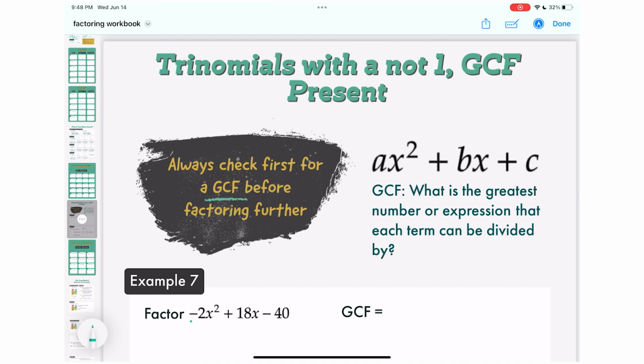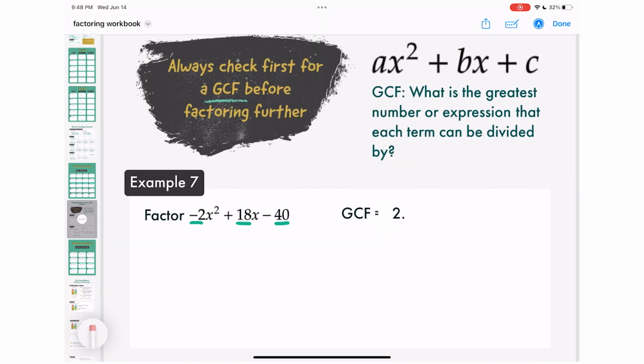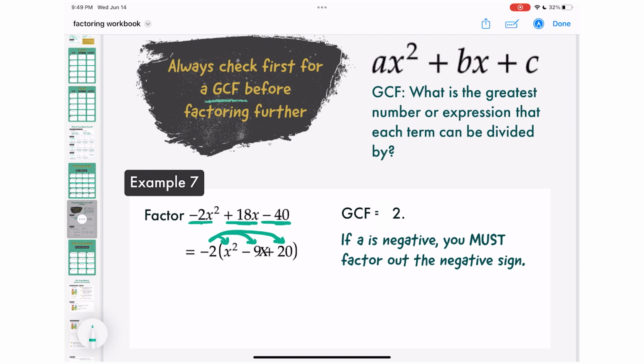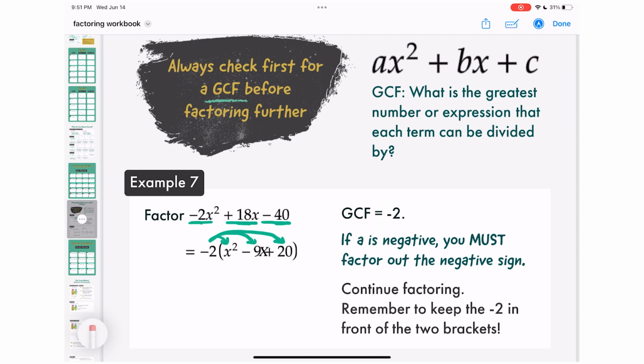If there is a greatest common factor present, you must factor it out. What can 2x squared, 18x, and 40 all be divided by? 2. But since the first term has a negative, we must factor out the negative 2 instead of just 2. After we factor out the GCF, we factor x squared minus 9x plus 20 as normal.